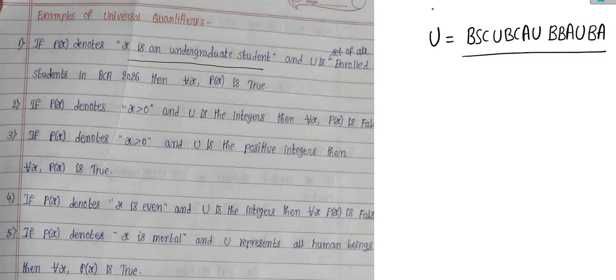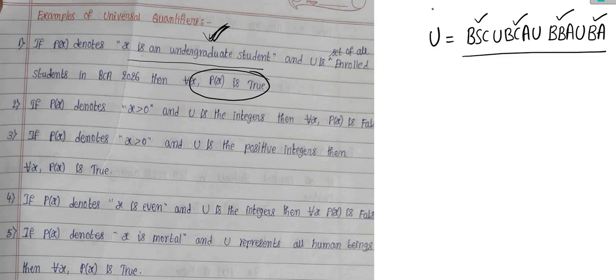So if the student is a BSc student, then he is also an undergraduate student. If the student is a BCA student, then he is also an undergraduate student. If the student is a BBA student, then he is also an undergraduate student. If the student is BA, then he is also an undergraduate student. That means P of x is always true. This is an example for universal quantifiers. Universal quantifiers means those are all true for every value of x.